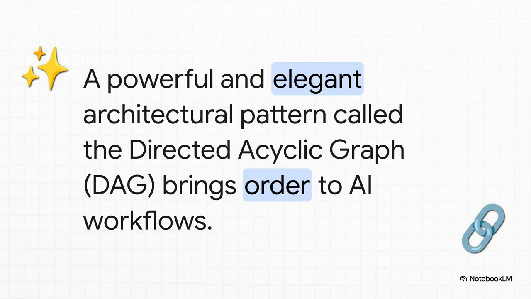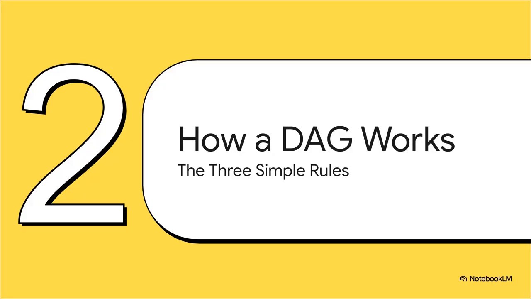But here's the thing. There's this incredibly powerful and, honestly, kind of elegant solution to all this. It's called the Directed Acyclic Graph, or what everyone in the field just calls a DAG. This is the blueprint for bringing order and rock-solid reliability to AI. So, how does it work? What's the magic behind it?